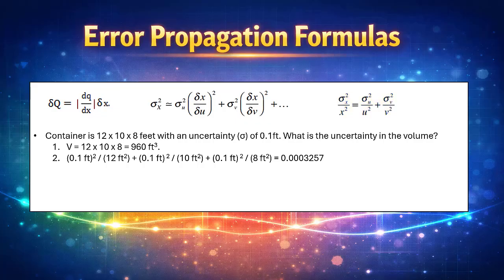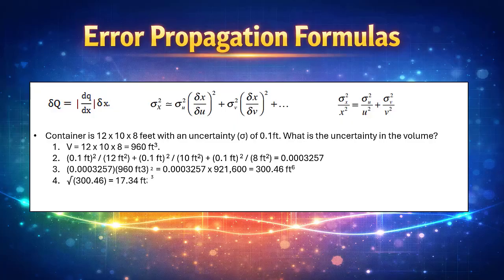0.0003257. Next, we want the variance, which is step 2 times V squared. This gives us 300.46 feet to the power of 6. Finally, take the square root to find the uncertainty in the volume. The square root of 300.46 equals 17.34 feet cubed.